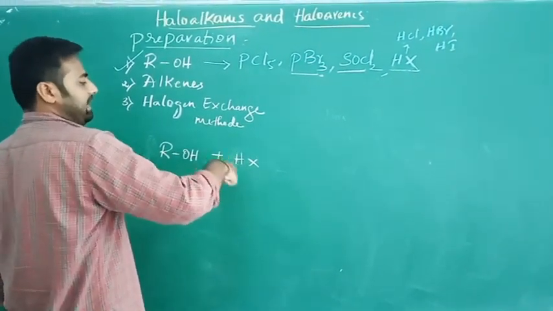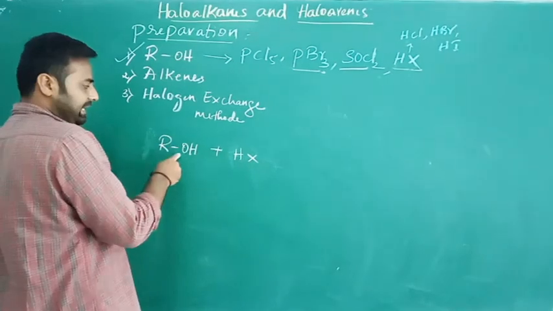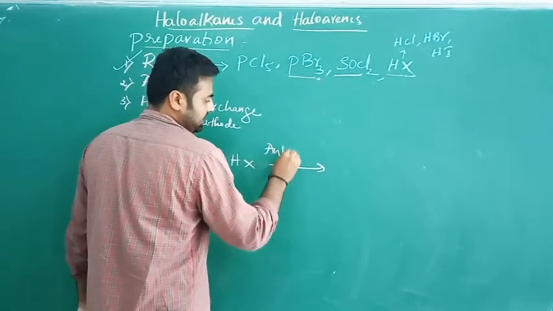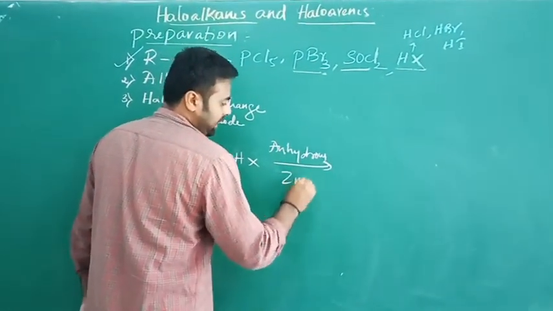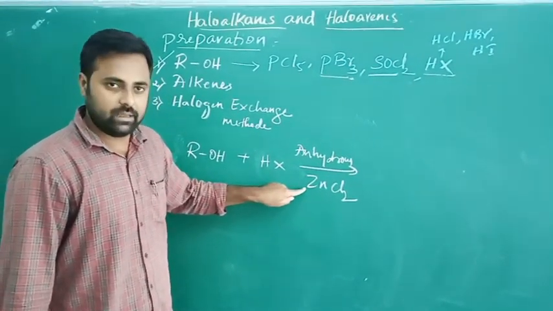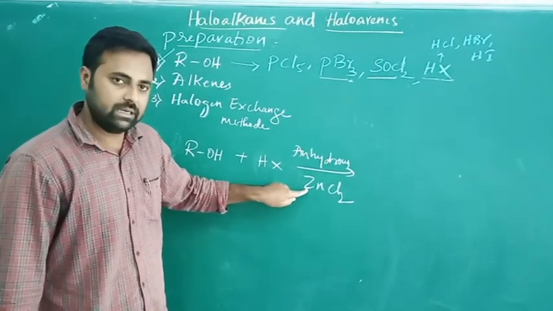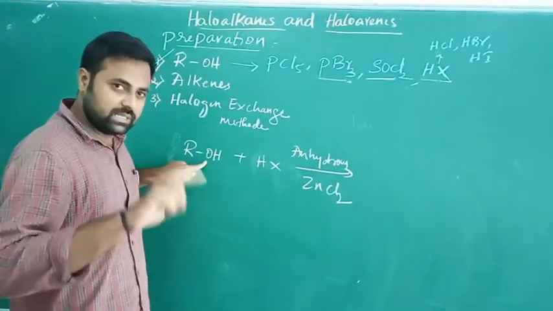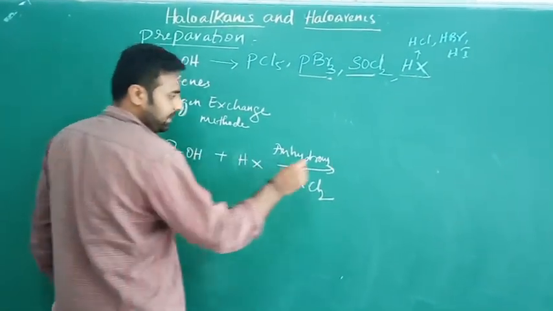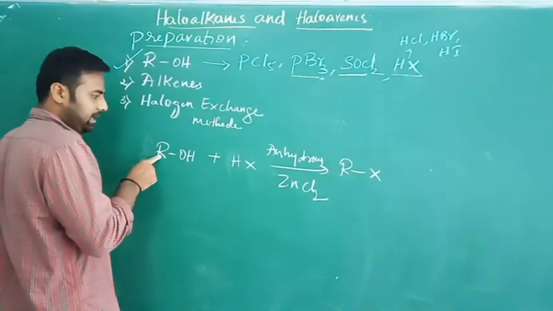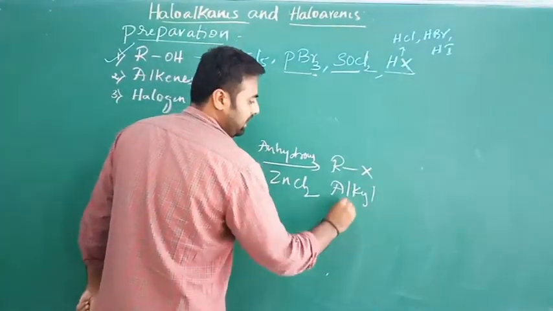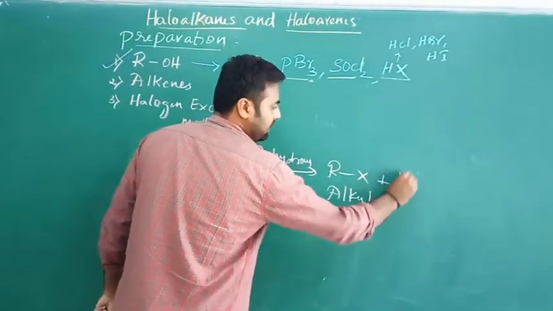If you take any halo acid, that halo acid is heated with the respective alcohol in the presence of anhydrous zinc chloride. Here the role of zinc chloride is that it acts as a reducing agent. This reducing agent reduces the alcohol directly into alkyl halide. That means this ROH gets converted into RX. This alkyl group combines with one halogen, which leads to the formation of RX, the alkyl halide, and the remaining product is water.